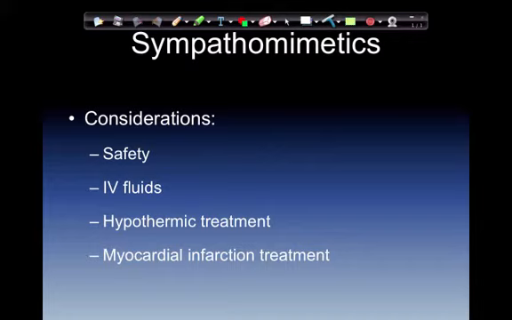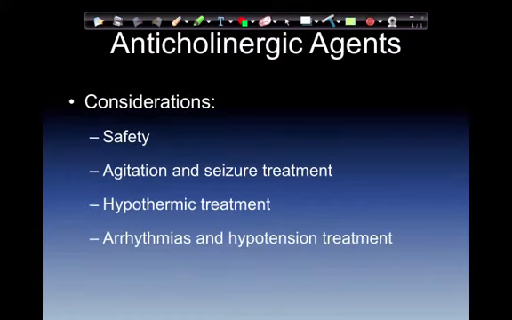If they have any type of plaques, even younger individuals, if they've overdosed on methamphetamine, it can ask too much of their cardiac muscle. Myocardial infarction treatment for this would be aspirin. Be careful with anything that would adjust blood pressure, and avoid any type of beta blockers in a methamphetamine or amphetamine-induced chest pain. Anticholinergic agents: safety, agitation, and seizure treatment via IV benzodiazepines.